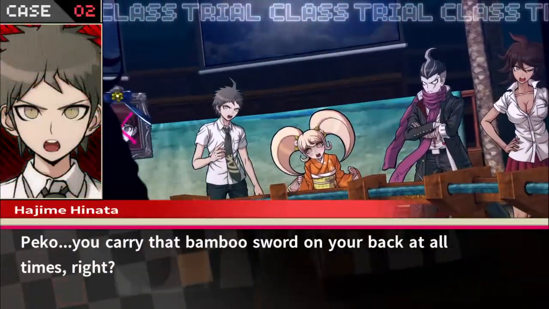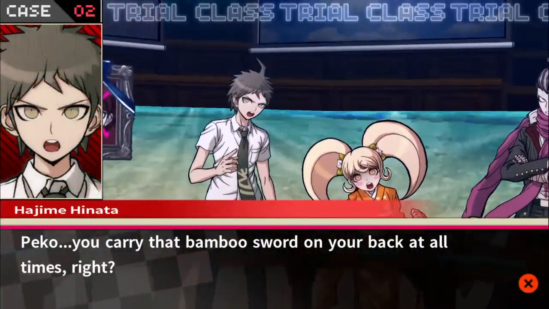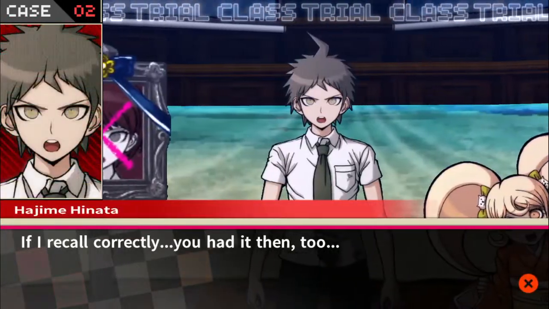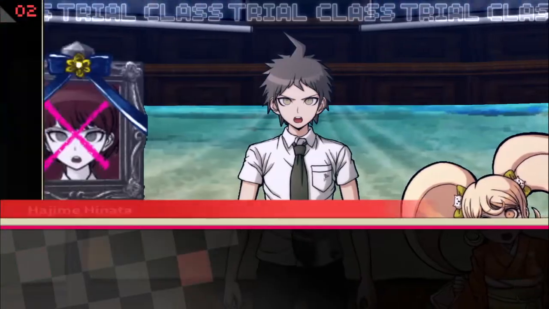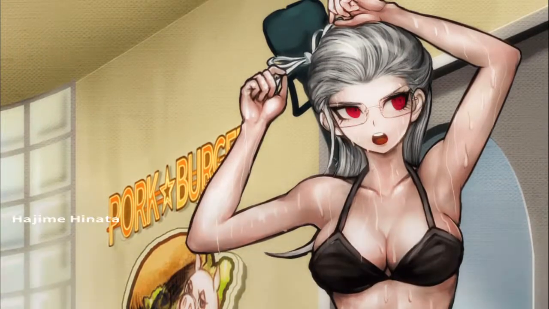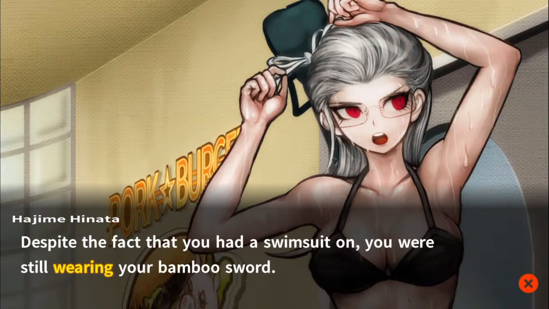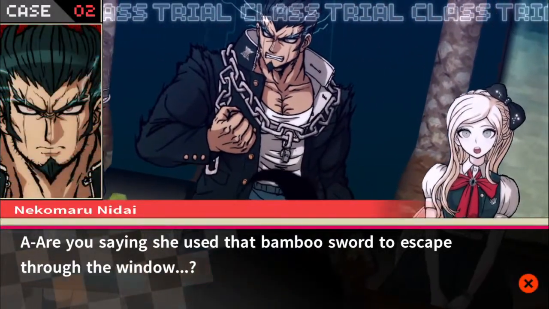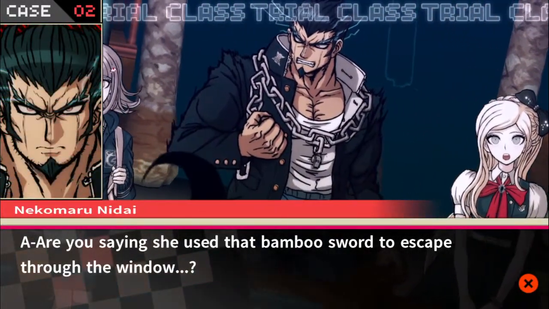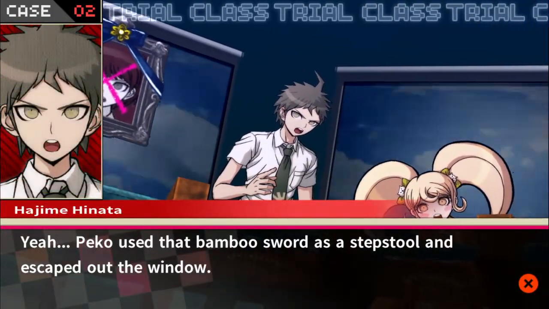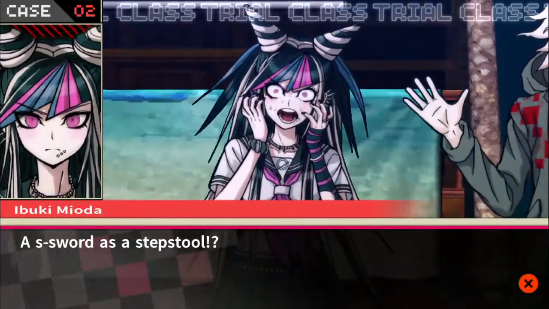Peko, you carry that bamboo sword on your back at all times, right? If I recall correctly, you had it then too. Despite the fact that you had a swimsuit on, you were still wearing your bamboo sword. Are you saying she used that bamboo sword to escape through the window? Yeah. Peko used that bamboo sword as a step stool and escaped out the window. Sword as a step stool?